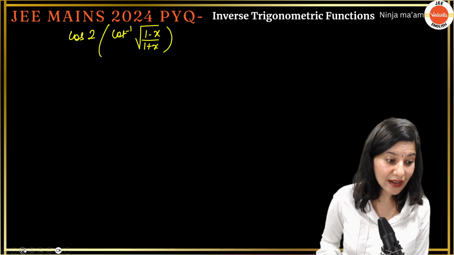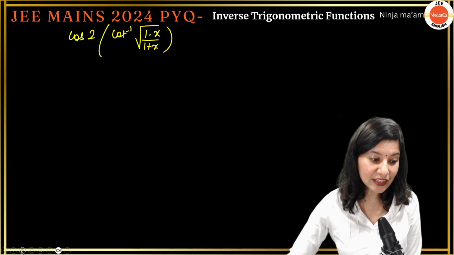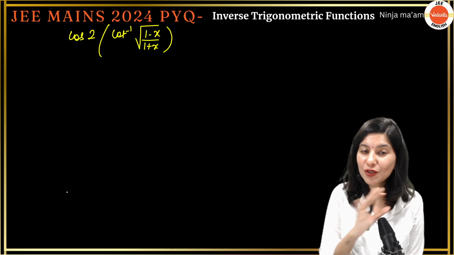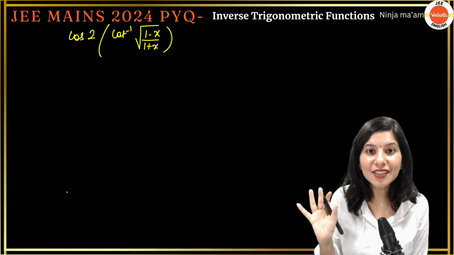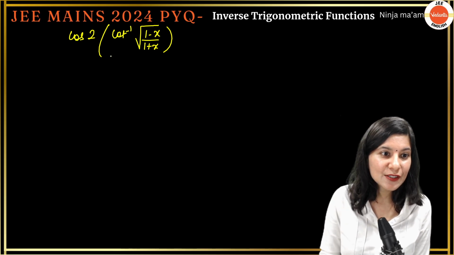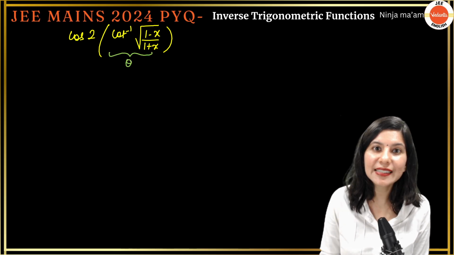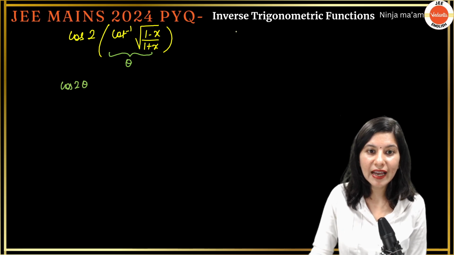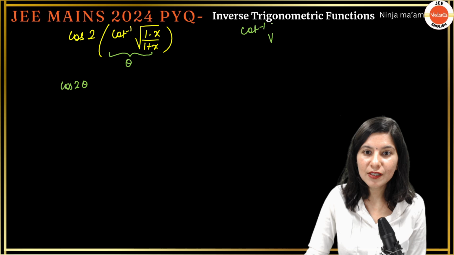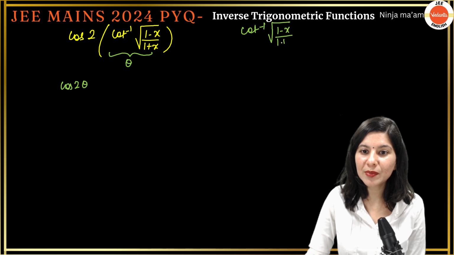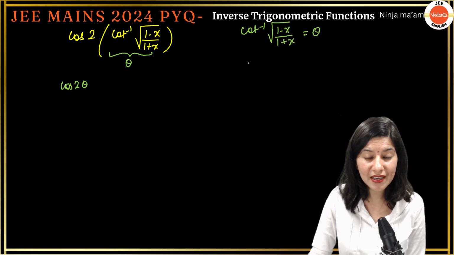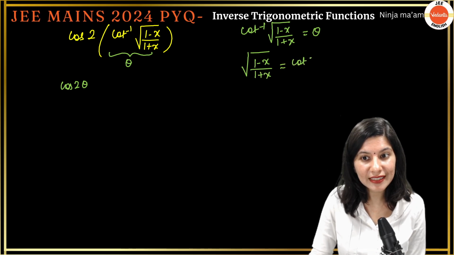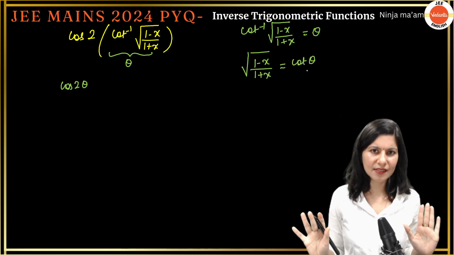What we will do is, I have already taught you this in ITF in the very beginning, that sometimes the question is so easy, you just have to do that right angle triangle thing. Okay. So this I will assume as theta. Yes. So you are left with cos 2 theta, and this cot inverse square root 1 minus x upon 1 plus x is theta. What does that mean? Square root 1 minus x upon 1 plus x is your cot theta. Correct? Let us keep it as it is for now.